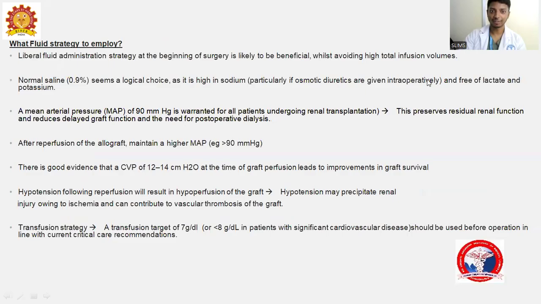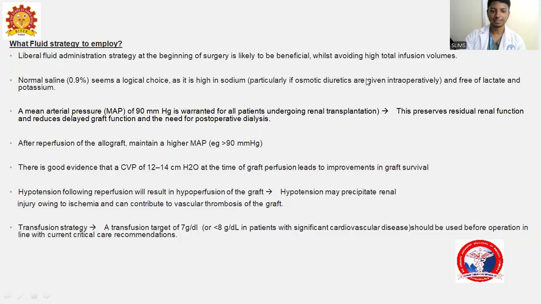Which is the fluid strategy that we can employ? A liberal fluid strategy at the beginning of surgery is likely to be beneficial. Normal saline seems to be a logical choice as it is low in lactate and potassium. A mean arterial pressure of 90 mmHg is warranted for all patients undergoing renal transplantation because this preserves the renal function. After reperfusion of the allograft, maintain a higher MAP of more than 90.